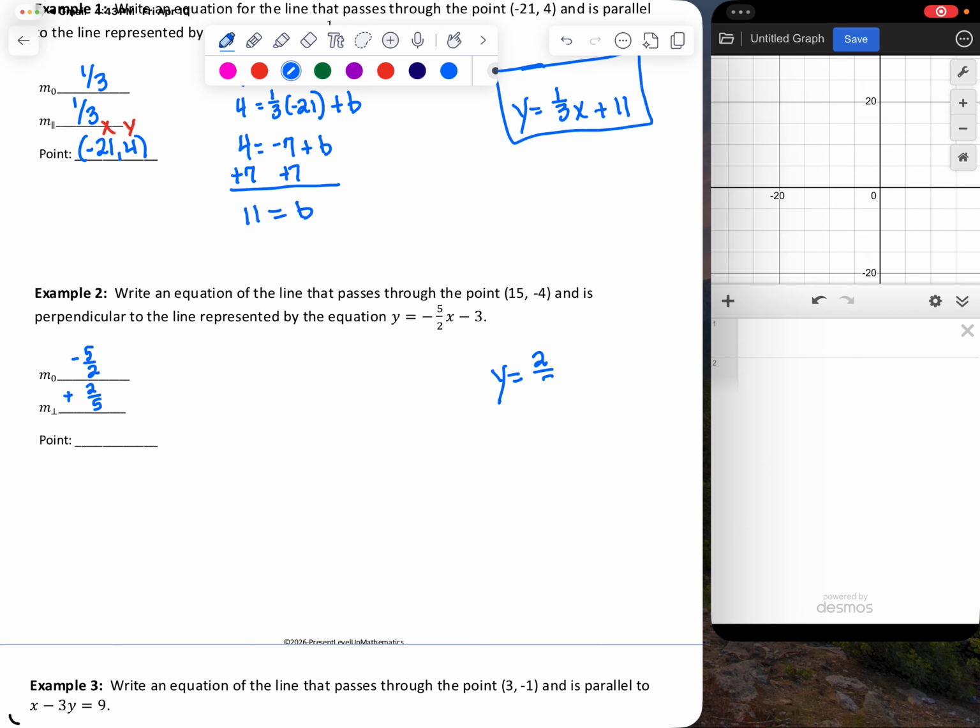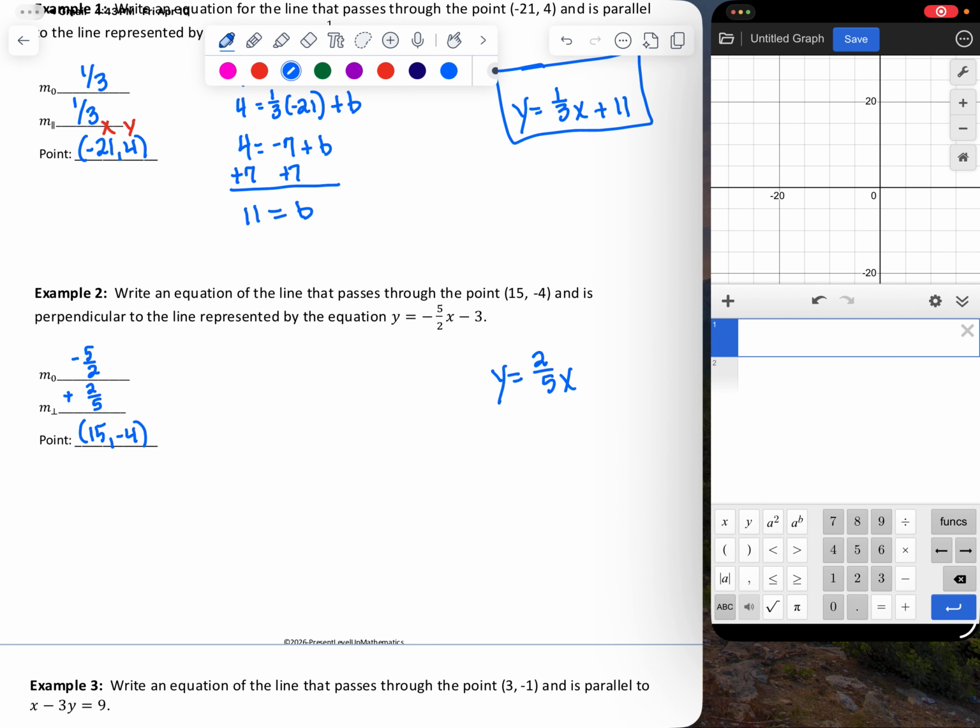So now I know my new equation will look like this: y equals 2 over 5 x plus something, or y equals 2 over 5 x minus something. The other thing I know about my new line is it has to go through the point 15, comma, negative 4. Now, before I go on, let me plot the original line just so you can see it. We want negative 5 over 2 x minus 3. All right, so it's graphed in purple here.